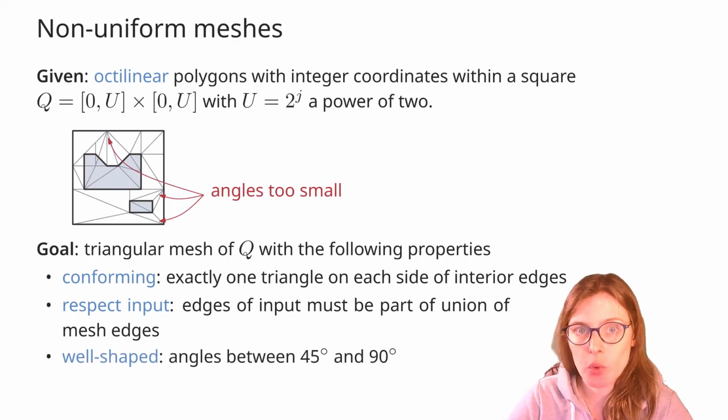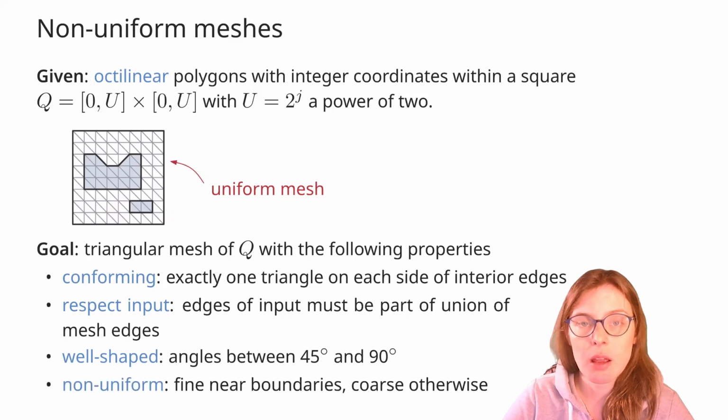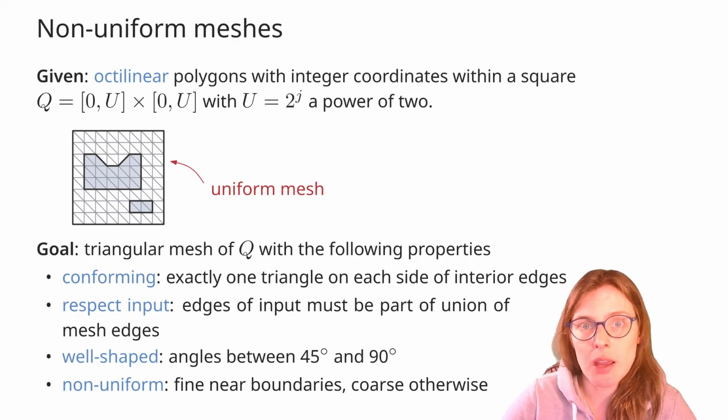And finally, we want the mesh to be well-shaped. We will restrict the angles of the triangles to be between 45 degrees and 90 degrees. And finally, we are interested in constructing a non-uniform mesh that has smaller triangles closer to the polygons and larger triangles further away from the boundaries of the polygons. A uniform mesh will simply have too many triangles to make computation efficient.